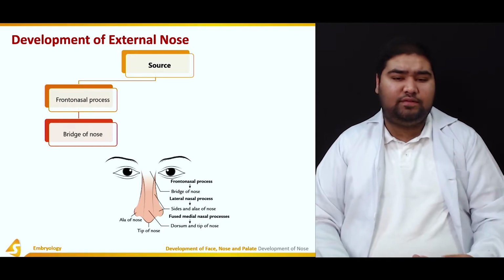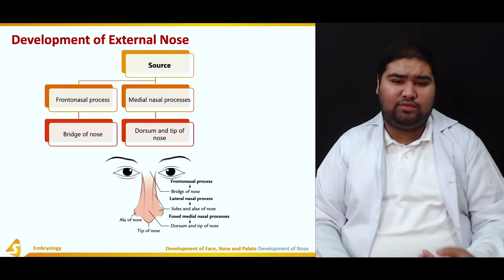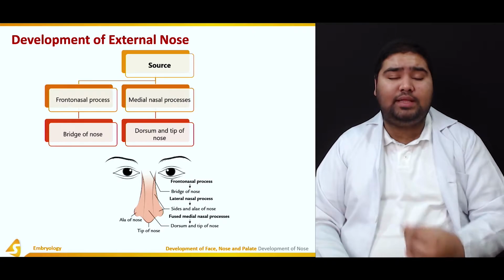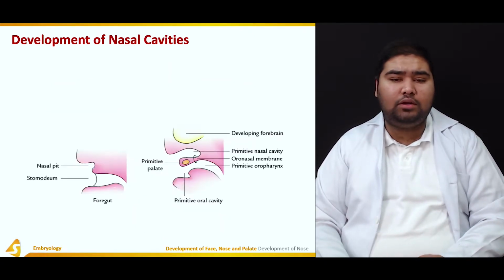So we have the frontonasal process, which forms the bridge of the nose. We have the medial nasal process, which forms the dorsum and the tip, and the lateral nasal process, which forms the sides and the alae of the nose.